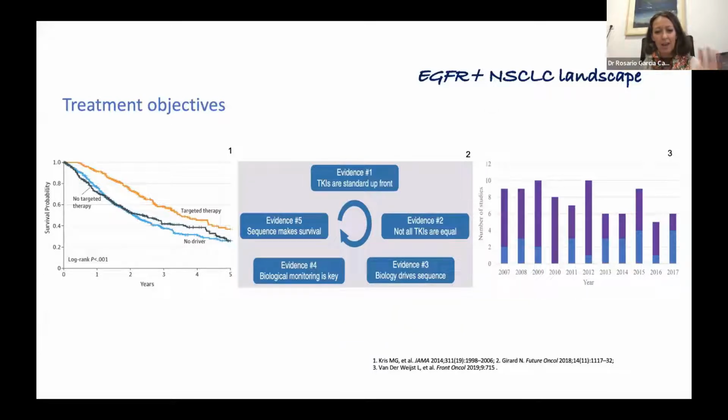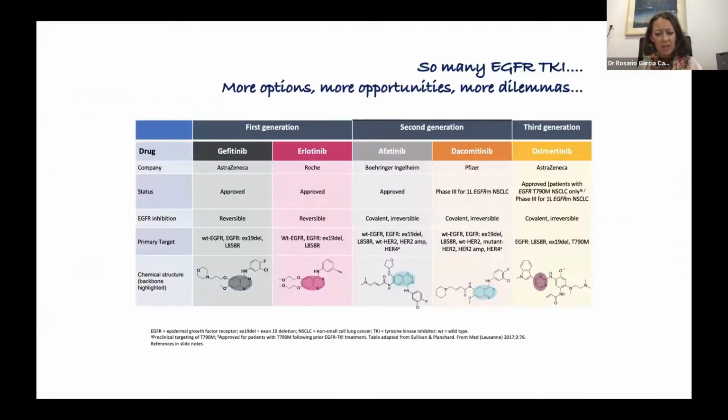Tyrosine kinase inhibitors are the standard of care, and they should be used at the very beginning. Not all tyrosine kinase inhibitors are created equal. We are attacking a moving target, so we need to closely monitor the disease in order to offer the best treatment approach. Again, this is good news. We have more options, more opportunities, but also more dilemmas. I really like the concept of sequencing approaches, but the truth is that today we have very potent agents that we can use from the very beginning.